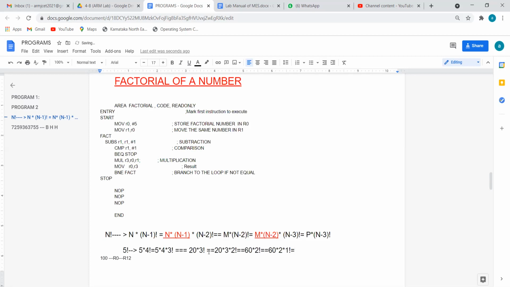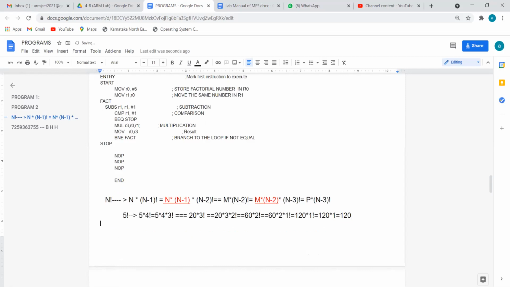Now, what do you mean by 60 star 2? 120 star, keep 1 factorial as it is. So we know the end state. What is 1 factorial? 1. Correct? So this is equal to 120.